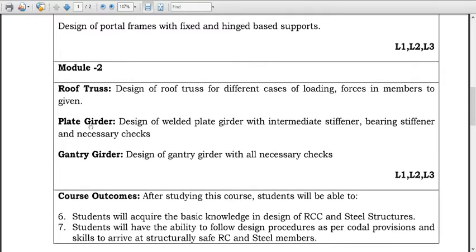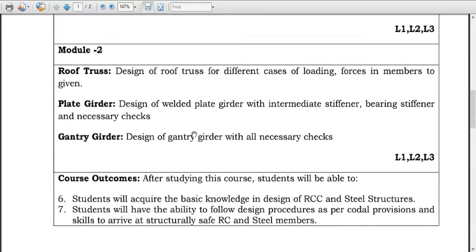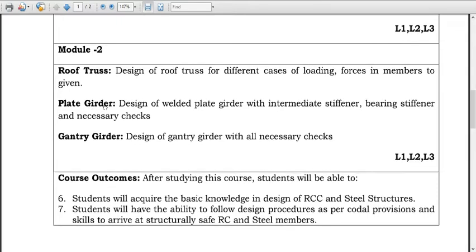Then the second part is the plate girder. Girder is nothing but a beam. The design of welded plate girder with intermediate stiffener, bearing stiffener, and necessary checks. In the previous semester we designed beams, laterally supported and laterally unsupported. The same thing is continued, but girders are beams whose depth is more than 600 mm. So we designed the beams of less than 600 mm, and these are the design of beams having depth greater than 600 mm.